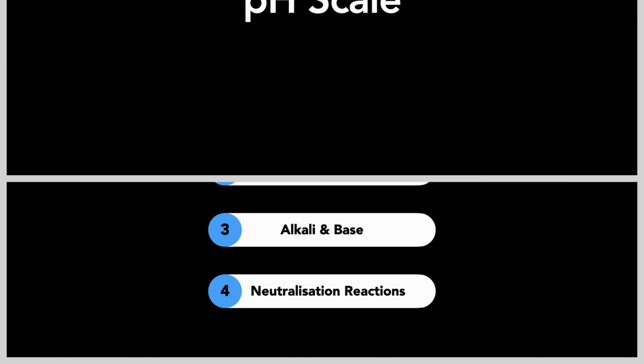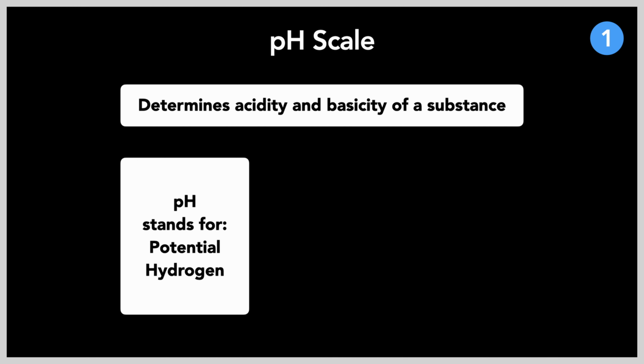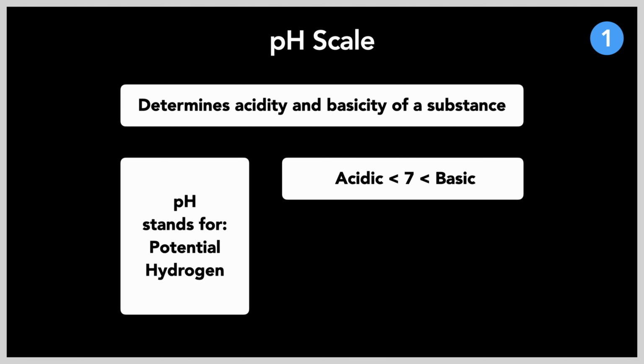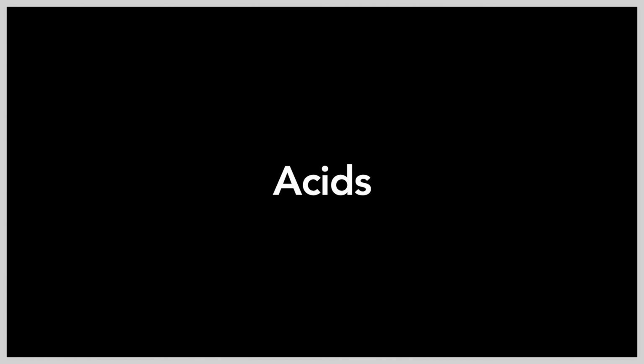Now, let's move on to the pH scale. The pH scale is a metric that we use to determine the acidity or basicity of a substance. The pH scale stands for potential hydrogen. This term comes in very important when we start to cover the terminology of acids and alkalis. The pH scale ranges from the values 0 to 14, 7 being neutral, values less than 7 being acidic, and values higher than 7 being basic. The pH scale really just measures the amount of respective free hydrogen or hydroxide ions, thus coining the name potential hydrogen.